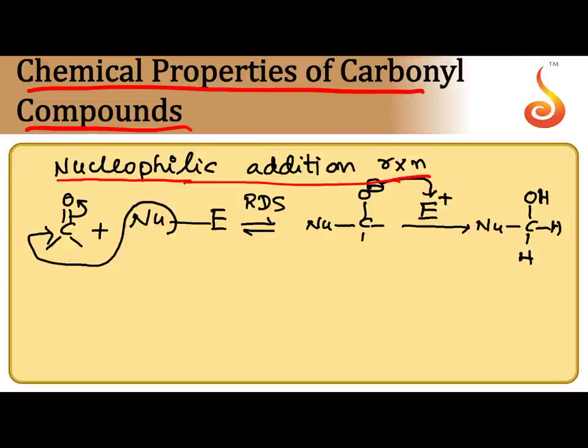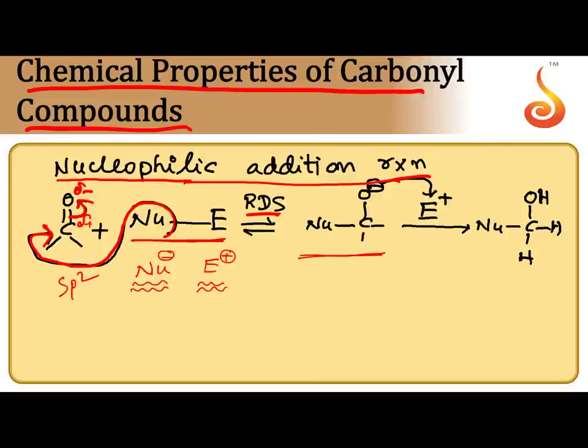So the mechanism of the nucleophilic addition reaction: the attacking reagent is Nu-E. Nu-E is a polar bond, Nu will become Nu minus, E will become E plus. So Nu minus is the nucleophile, E plus is the electrophile. Since carbon is electrophilic, nucleophile Nu minus attacks at the electrophilic carbon, and the pi electron pair is shifted over oxygen. This is the slow step, the rate determining step. So this is the intermediate formed.